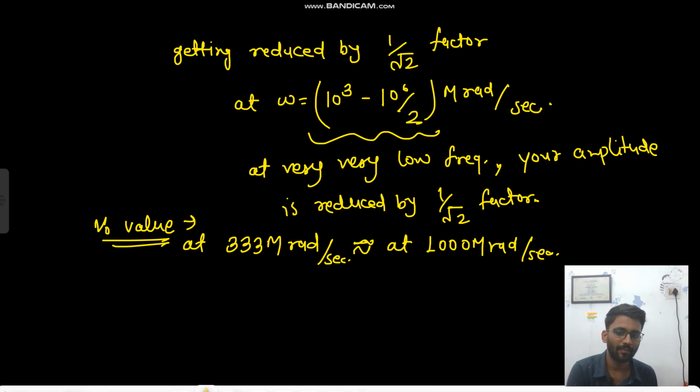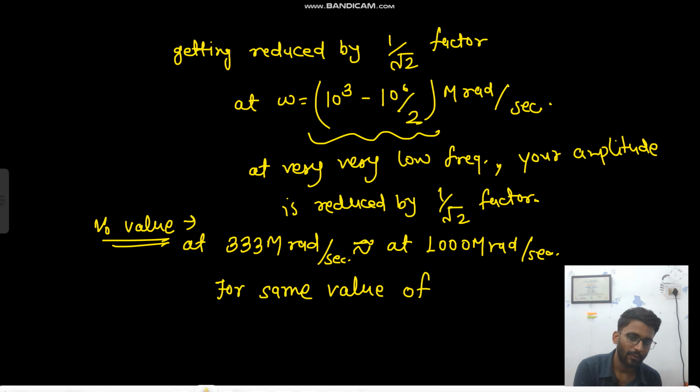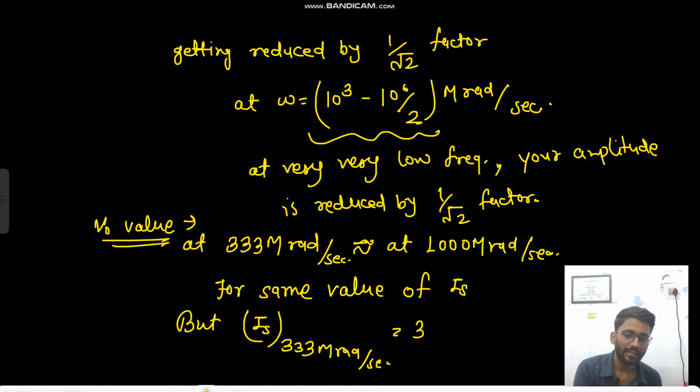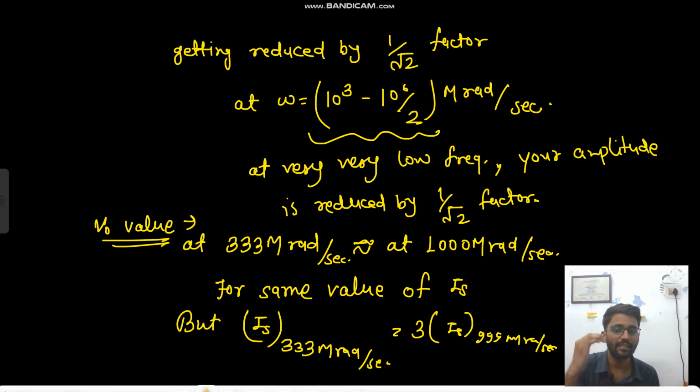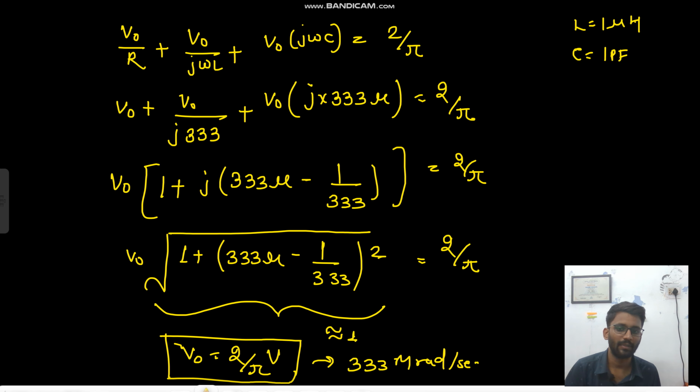Your V naught value will be nearly the same for the same value of IS, but IS at 333 mega radian per second is 3 times IS at 999 mega radian per second. So what you can see here is that your V naught is getting reduced by a very little margin, but your IS is getting increased by a very large margin for 333 mega radian per second. Do you understand this concept? If you don't understand this concept, simply go by this analysis, simply by finding the values.